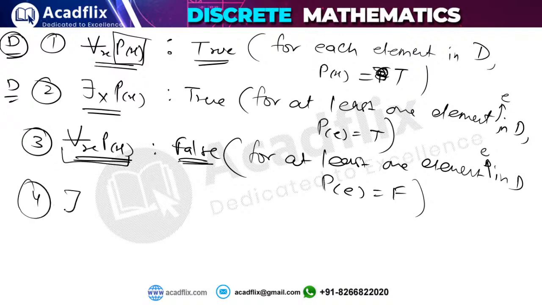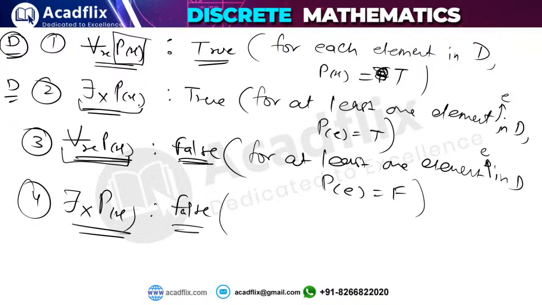The fourth thing: when will this there exists x P(x) become false? See, there exists x P(x) becomes true when you are finding at least one element in the domain for which P(x) is true. Now let's see when it will become false. It will become false when you cannot find at least one element in the domain. Basically you are searching the complete domain, but you cannot find any element in the domain for which P(x) is true.